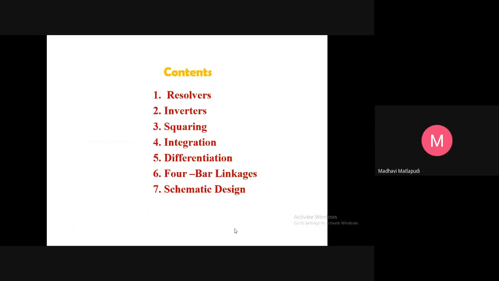The contents of this particular lesson are resolvers, inverters, squaring, integration, differentiation, 4-bar linkages, and schematic design.